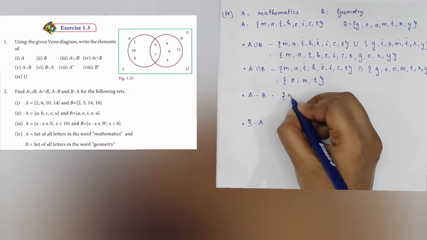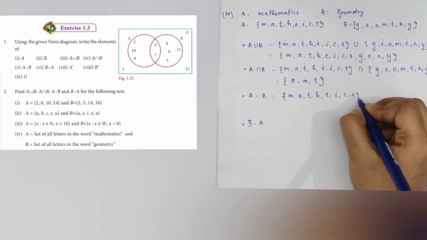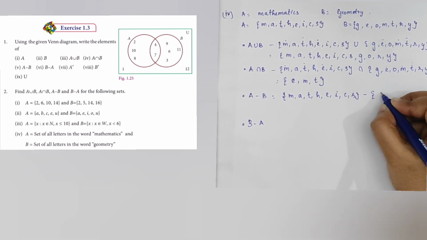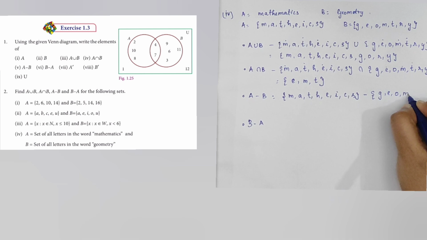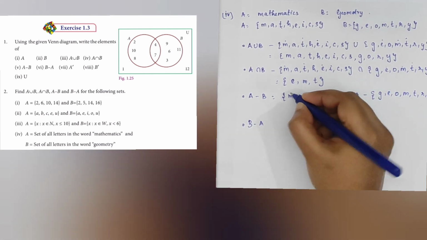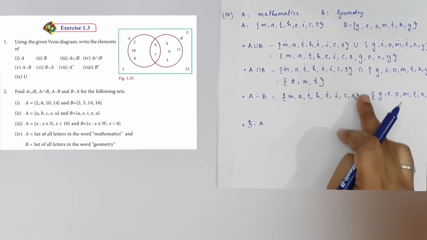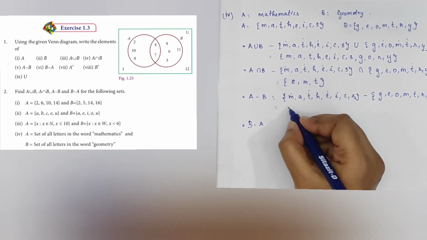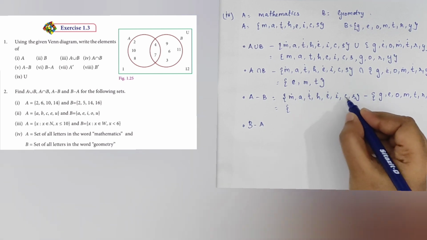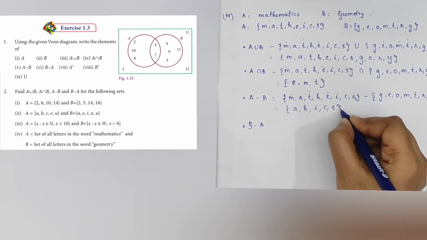Okay. Now do it for A minus B. List out the elements of A, that is M, A, T, H, E, I, C, S minus G, E, O, M, T, R, Y. Now mark the common elements, that is E, M, T. Now write the rest of the elements which are not common from the first set, that is A. Okay. So the answer will be A, H, I, C, S.